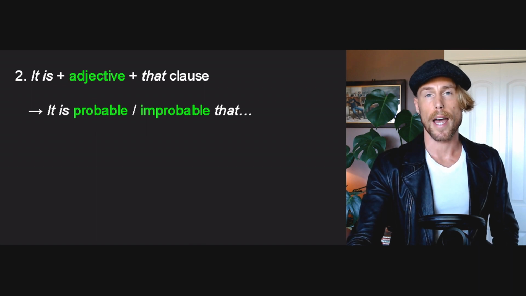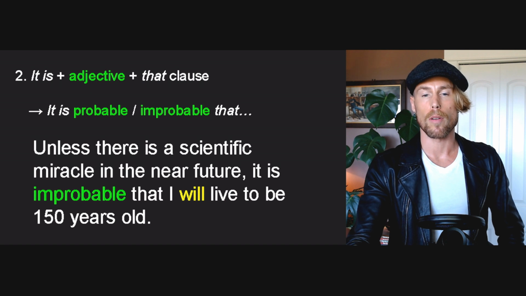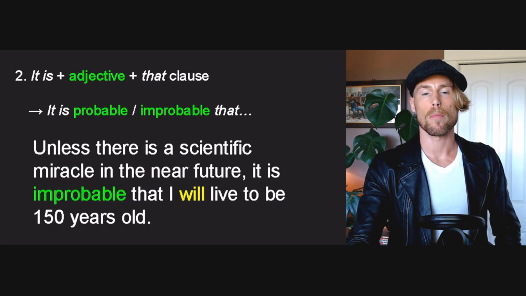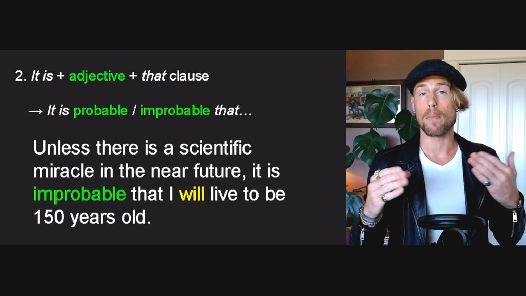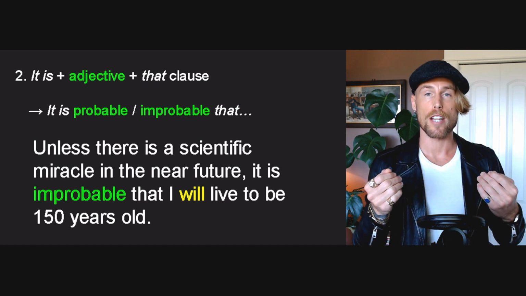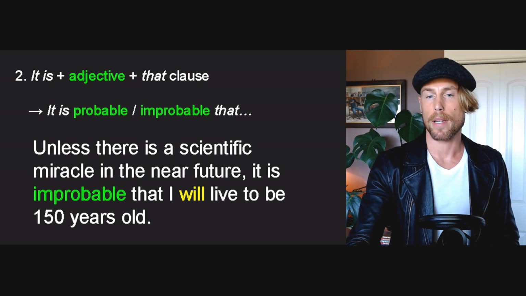Let's look at probable and improbable. Unless there is a scientific miracle in the near future, it is improbable that I will live to be 150 years old. Unfortunately. Yeah. Improbable. So, do you know probably? Probably is the adverb of probable. Probable is an adjective. So improbable means not likely to happen, not likely. Very similar to unlikely or not likely. And probable is very similar to likely.